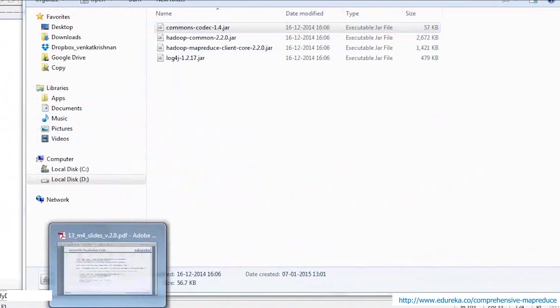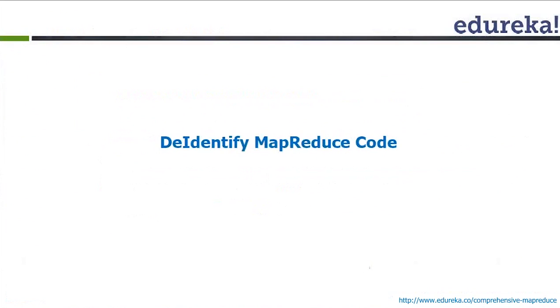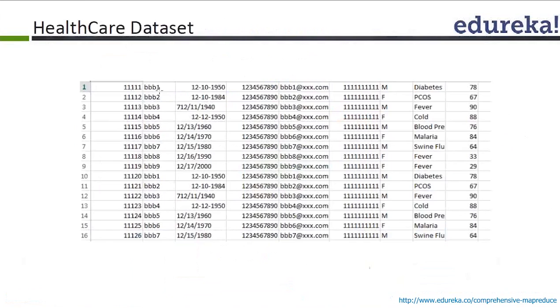Let me go back. So in this de-identify code, what are we doing? We have got some logging classes. What are these logging classes? Logger is basically, if you want to log out something, you would need your logger. Log is if you want to print out your statements to go down to some file, that is why we will be using our logger. In the map class, we are picking up the whole record. So let's go back and see how many columns we had. We had in our data set 1, 2, 3, 4, 5, 6, 7, 8, 9 and 10 columns.